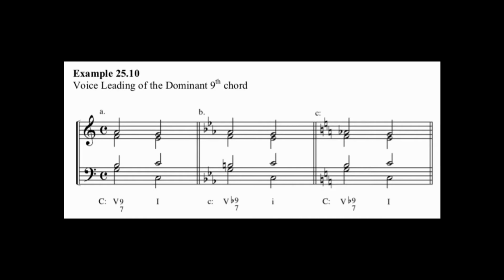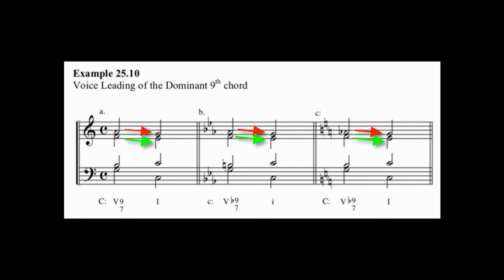The voice leading for these chords is shown here. In each case, the ninth resolves down to the fifth of the tonic chord, and the seventh resolves to the third of the tonic chord. The fifth of the dominant ninth is usually omitted so that all of the significant chord elements can be included.